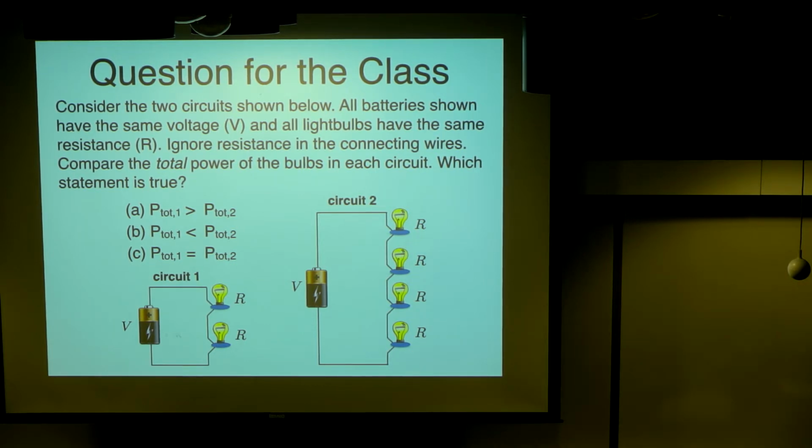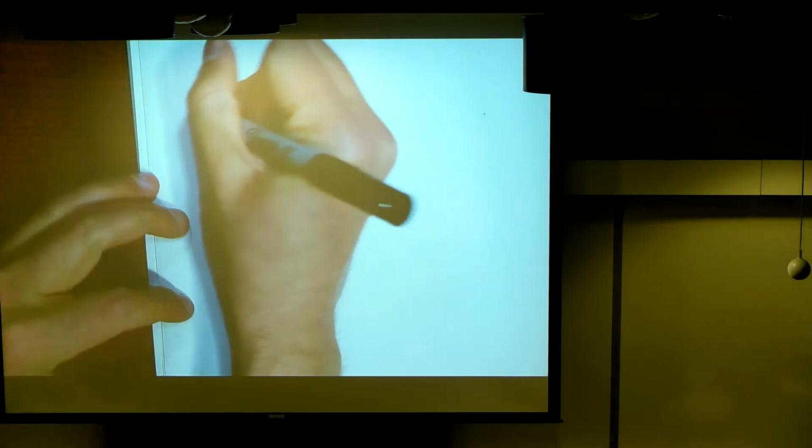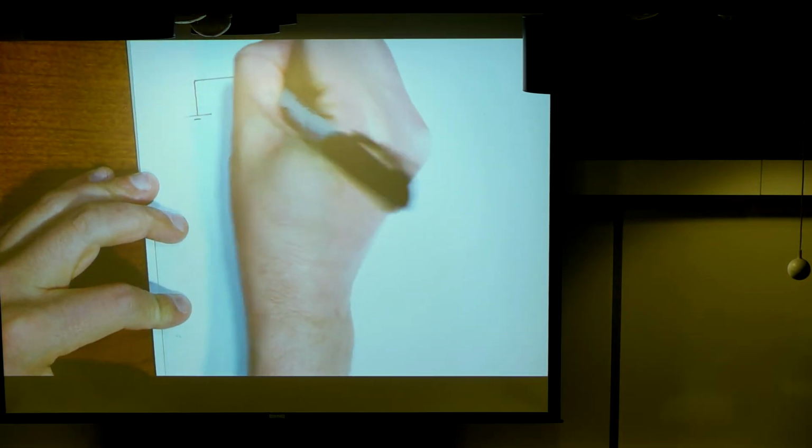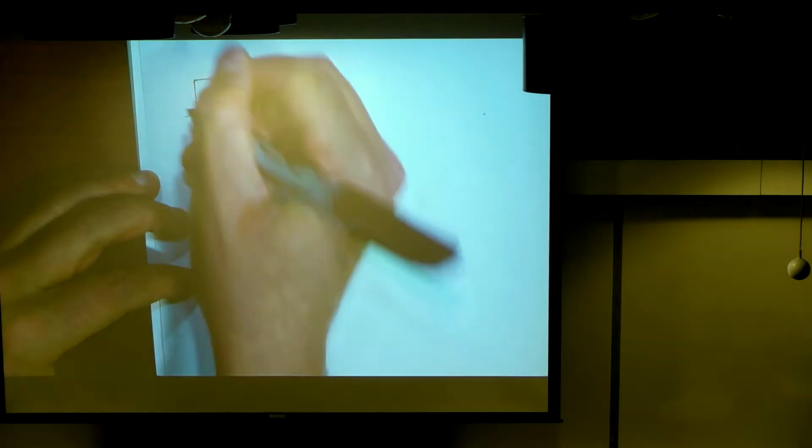Let's go into some detail here. First I'm going to analyze the circuit that has 2 bulbs, and we can take what we find from this circuit and directly apply it to the one with 4 bulbs. Some of you I saw did a little trick where you combined the resistances. You can totally do that, but I'm just going to show you a different way to do it.